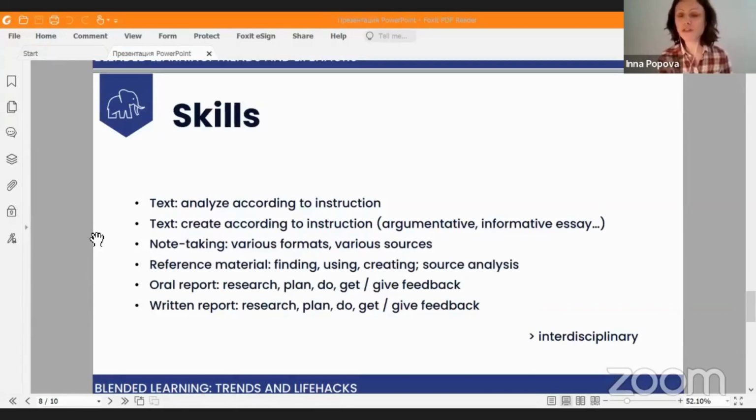We teach them to report on their research orally, and it is very important to plan. Any research you do in biology, physics, or any other subject, you first need to research, then you need to plan, then you need to do the report, and then you need to learn how to get and give feedback. And then the written report, the same thing, starting with research and planning. So I think personally that these skills should be developed during the hours of the Russian language or first language in middle school, and used interdisciplinarily, so to say.